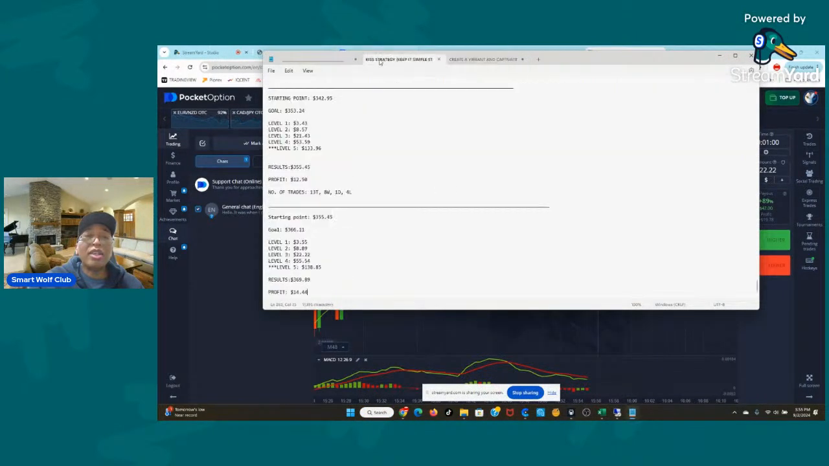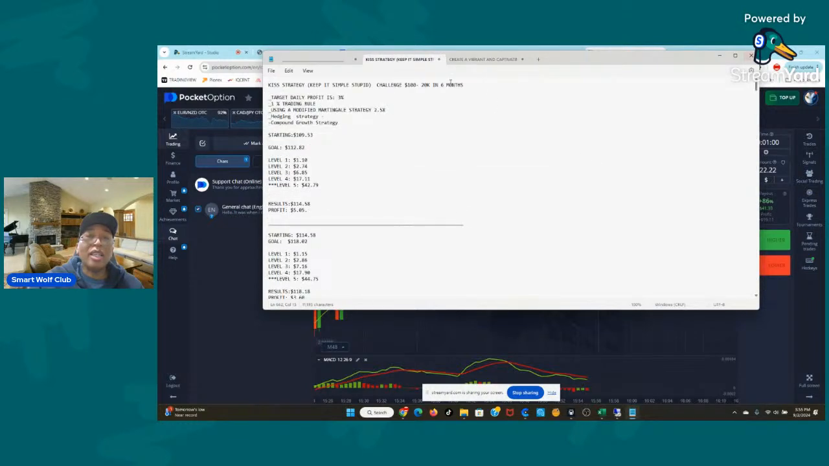Here's the key strategy. So the key strategy tells us: keep it simple. The challenge is going from $100 to $20K in 6 months, and that's what you guys are here watching.